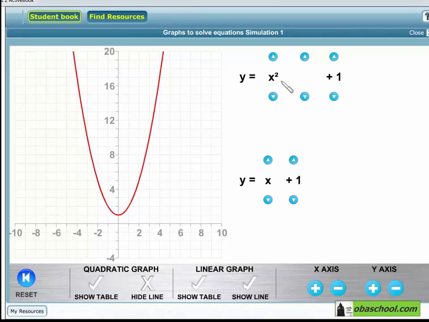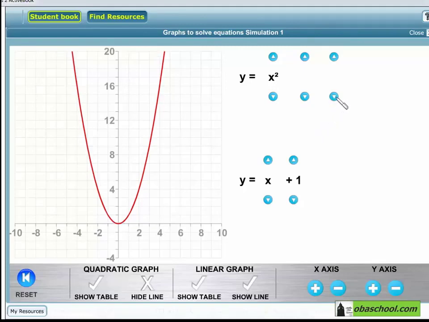Since we only want y equals x squared, we also decrease the constant, which is plus 1, so that it will disappear. This is the graph of the equation y equals x squared. On the other hand, the straight line equation, which is y equals x plus 1, will be changed to plus 3. Thus, we will increase the constant from 1 to 3.